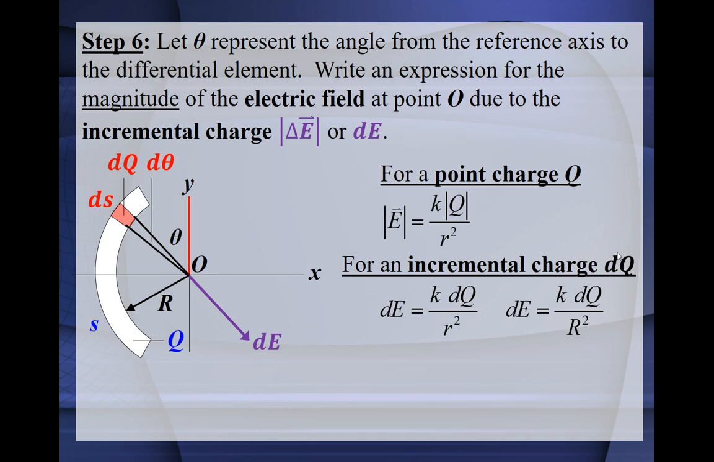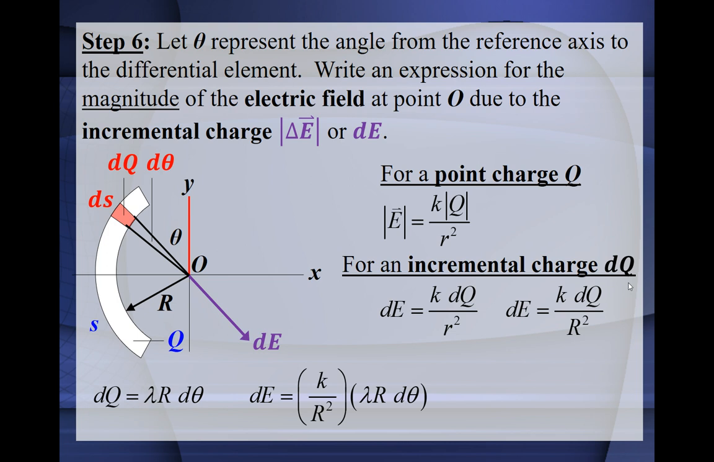And now we have dE is equal to k dq over r squared. Well, we know from the previous slide that dq is equal to lambda times capital R times d theta. So I'm just going to take this equation here for dq and sub it into the equation for dE. And if you do that, you would then have dE is equal to k over r squared multiplied by lambda times capital R times d theta.